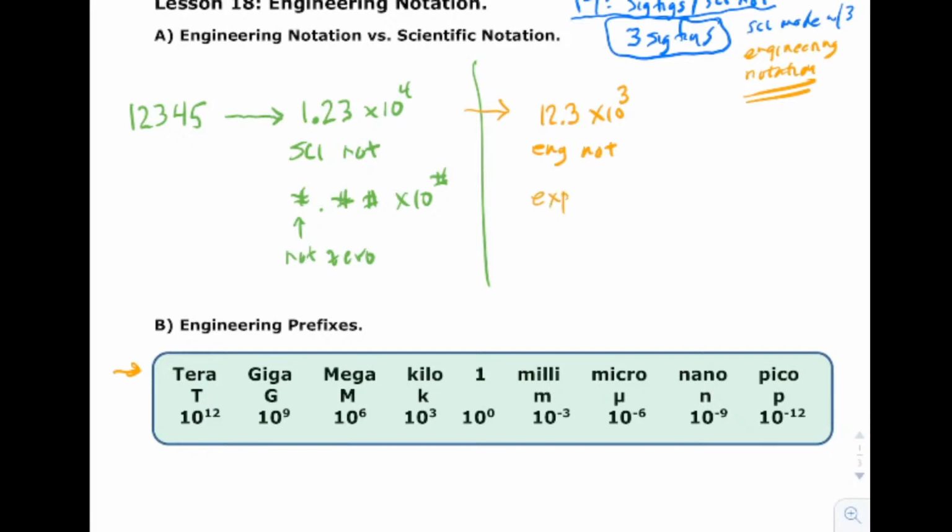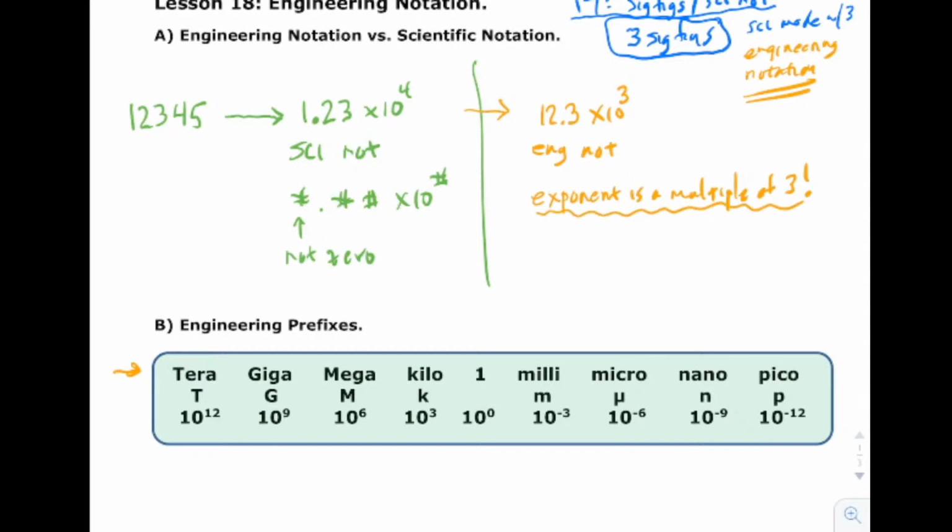Exponent is a multiple of 3. It has to be a multiple of 3. A 3, a 6, a 9, a 12, a 15, an 18, a -3, a -6, a -9, a -12, a -15. All of these are acceptable. They have to be a multiple of 3.